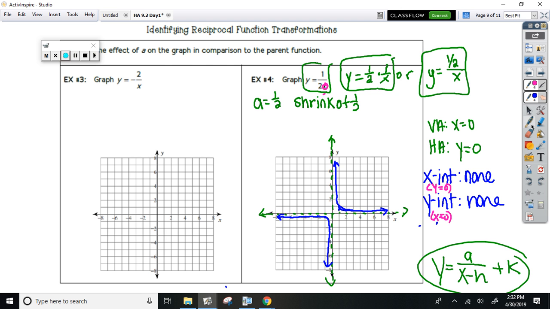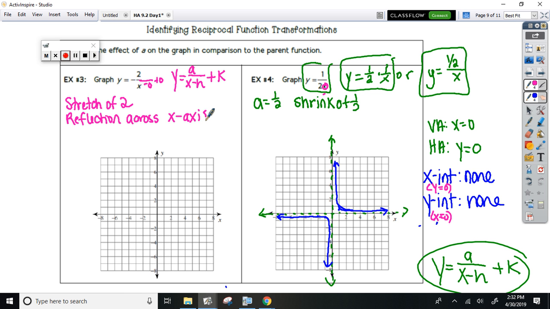So remember, the original equation is normally in the form A divided by x minus h plus k. So in this problem, we really have minus 0 plus 0, our h and our k value. A is 2 or negative 2. So this is actually going to be a stretch of 2. And this will be a reflection across the x-axis.